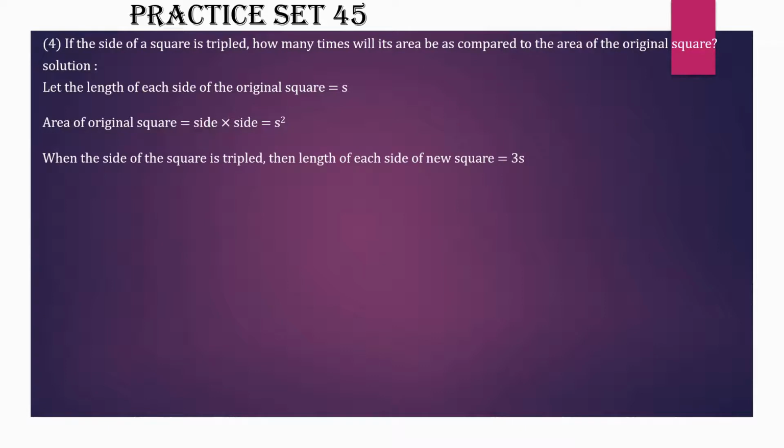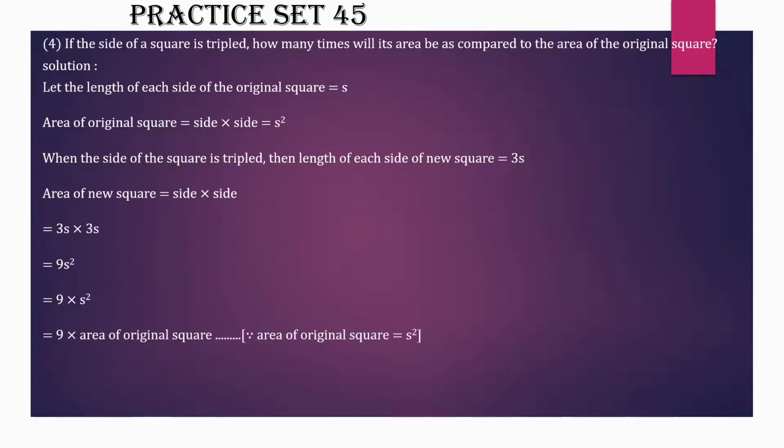When the side of the square is tripled, the length of each side of the new square is equal to 3S. Area of new square is side into side, which is equal to 3S into 3S, that is 9S square, which can also be written as 9 into S square. Instead of S square, let us substitute area of original square. Since area of original square is given as S square, we have 9 into area of original square. Hence, the area of the new square will become 9 times the area of the original square.